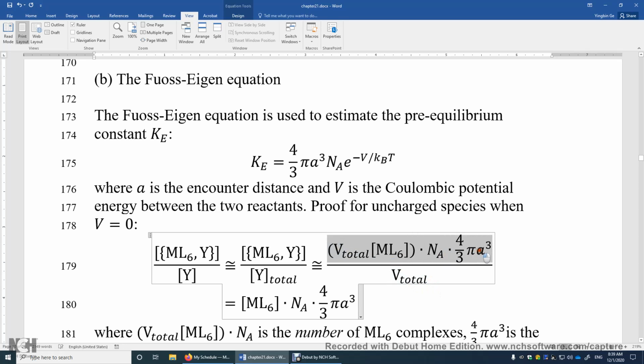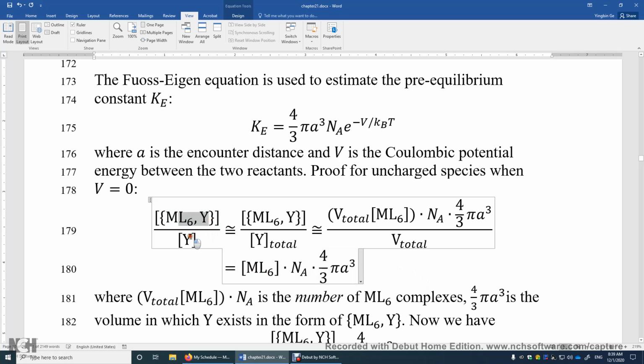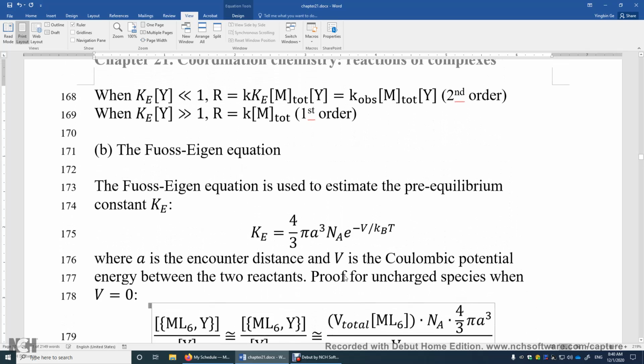So again, on top, that's the volume this type of Y ligands occupy. On the bottom, that's all Y ligands occupy. And then V total and V total cancel, and we have this expression left over here. And remember the definition of the Eigen-Wilkins equilibrium constant. It's this guy divided by Y divided by ML6. And therefore we have this expression as the Eigen-Wilkins equilibrium constant. So we just derived this part.